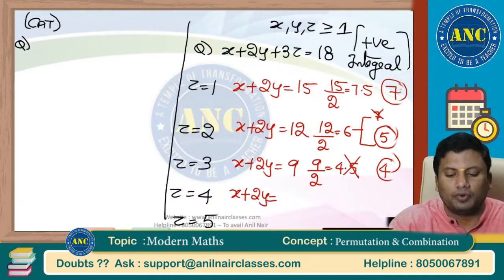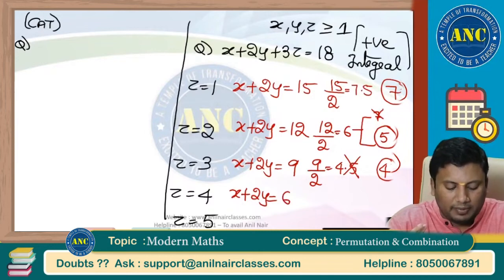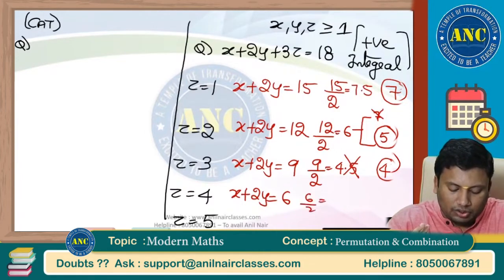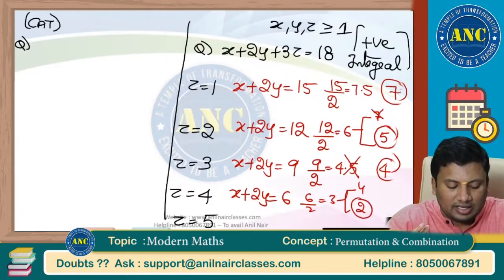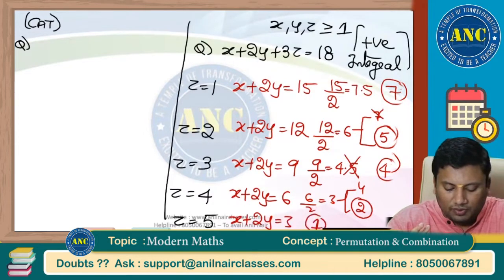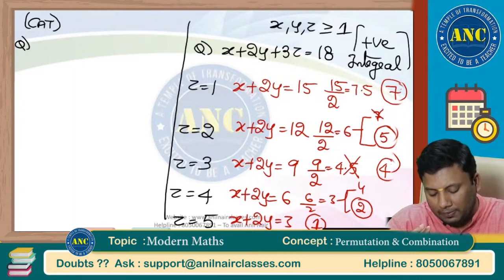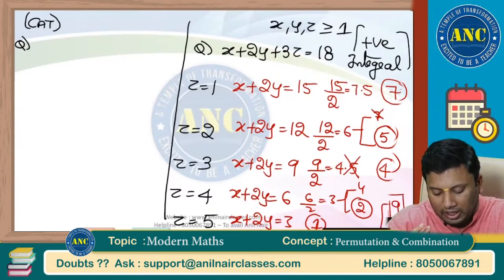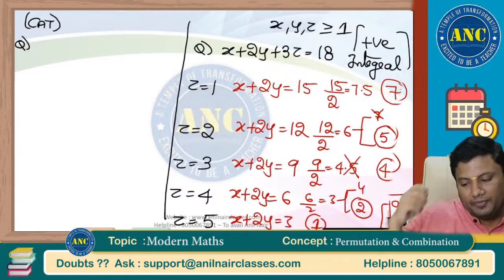Z is 4, x plus 2y is nothing but 6. So 6 by 2 is 3. 3 means 4 is non-negative, 2 will be positive. Z is 5. X plus 2y equivalent to 3. X 1, y 1. So 1 plus 2, 3. 3 plus 4, 7. 7 plus 5, 12. 12 plus 7, 19. How many positive integral solutions x, y, z happen for this? 19. I hope the idea is clear. Answer is nothing but 19.